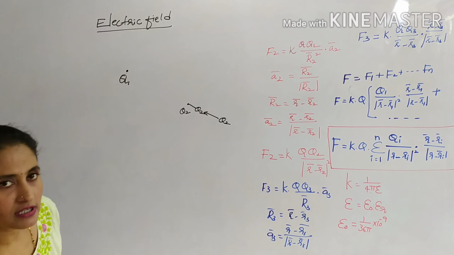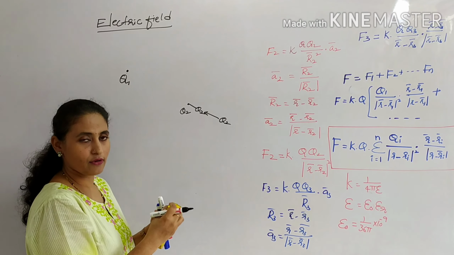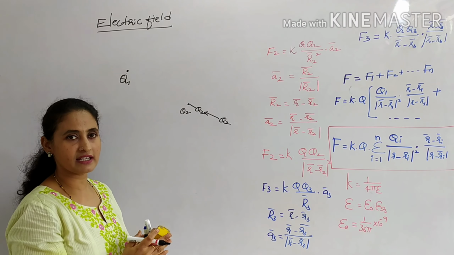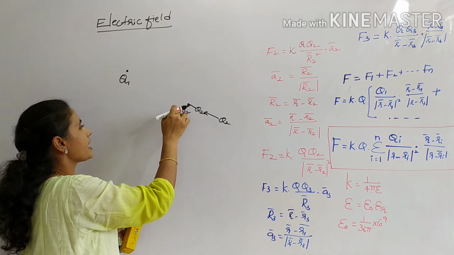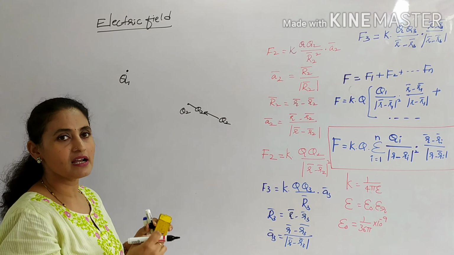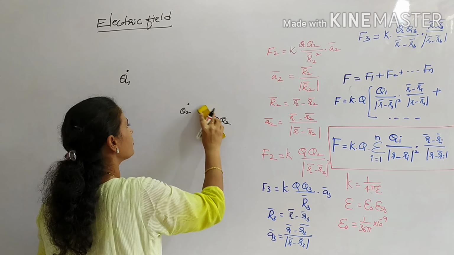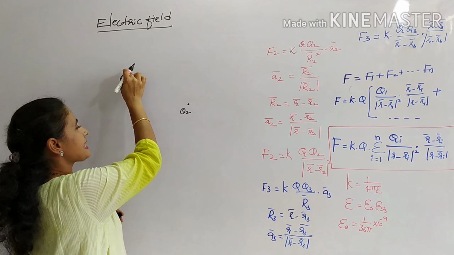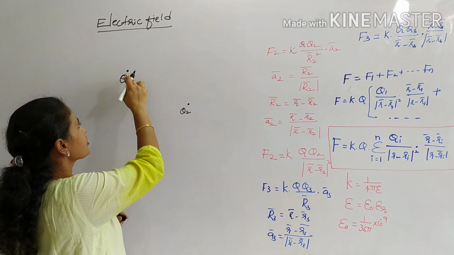What type of force? The force may be attractive or repulsive. If these two charges are the same, then there will be a repulsion. If these two charges are opposite, then there will be an attraction, right? So I took the second charge Q2 to this point, and it starts experiencing some force by Q1.